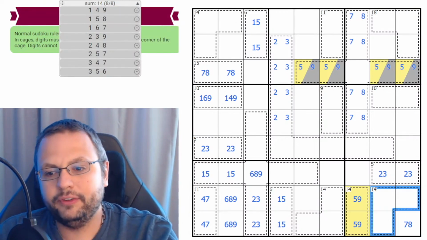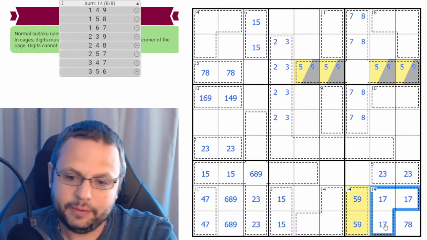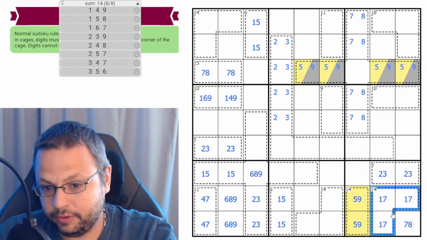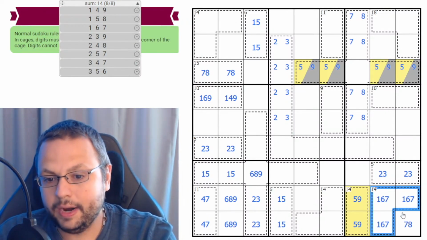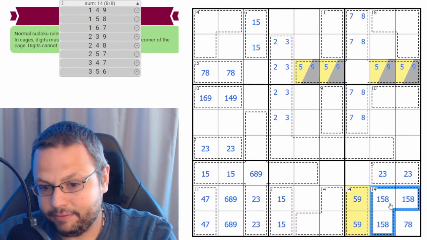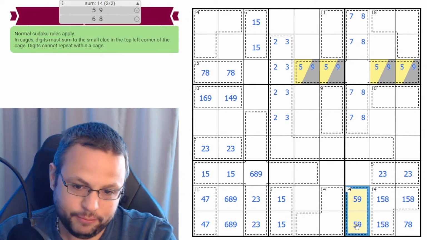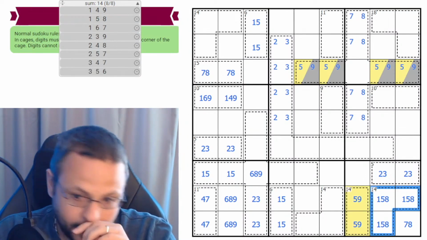So that means this 14 cage has a 1 in it, as well as a 7 or an 8. If it was 1 and 7, the other digit would be a 6. If it was 1 and 8, the other digit would be a 5. And that's a problem, because 185 reuses the 5.